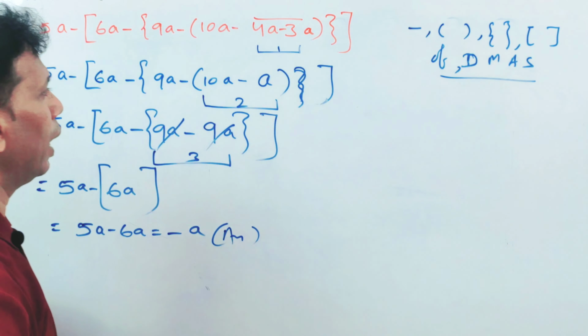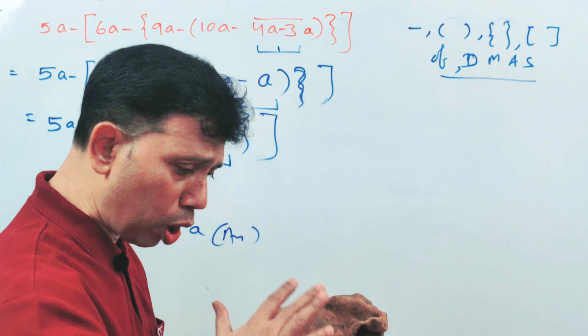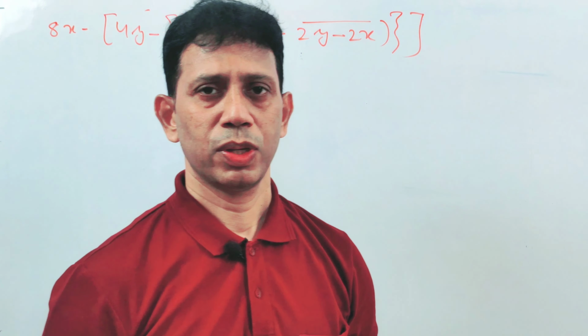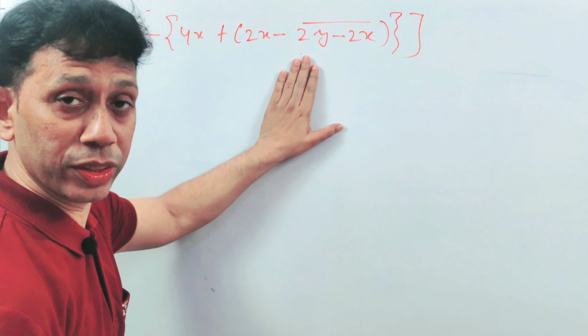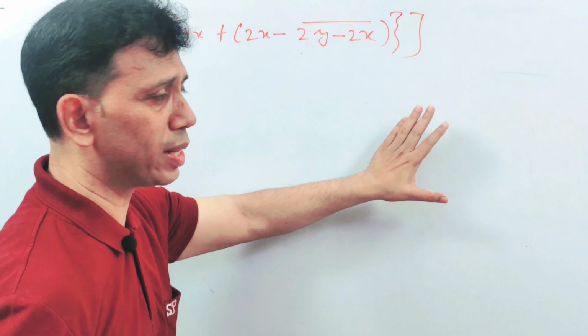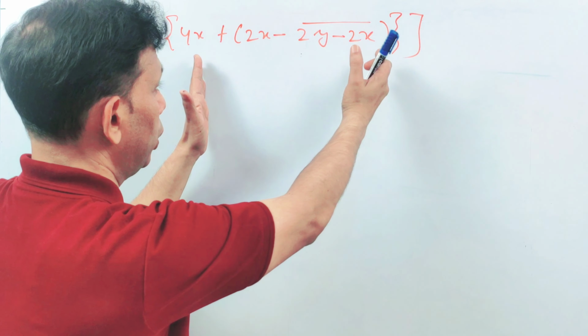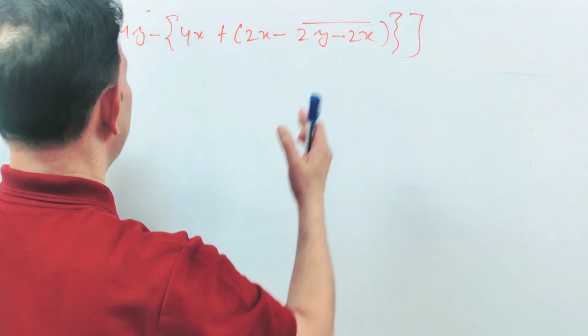So this is a simple example of all the brackets being involved here. I will do another example for you, dear students. So our next question is ready here. In this question, all types of brackets are there: bar bracket, curly bracket, and the vinculum, the normal circular bracket, and the square bracket.